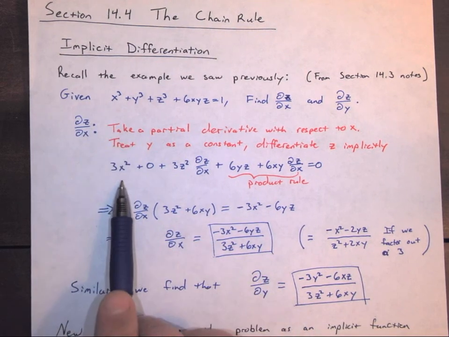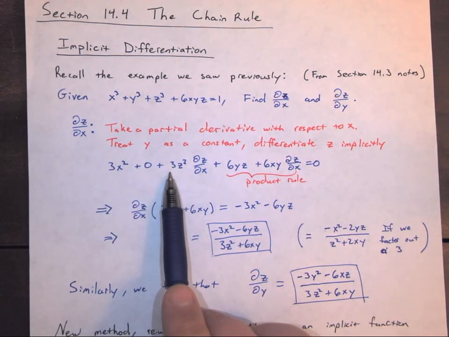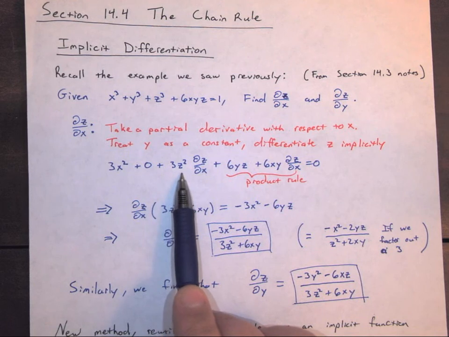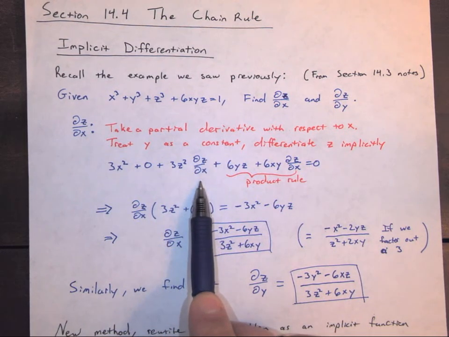For instance, if we just go through here, we take a derivative with respect to x, we get x cubed becomes 3x squared, y cubed is 0. We get to z cubed, I take a derivative of z cubed, which is 3z squared, and I multiply by the partial derivative of z with respect to x, as we do in implicit differentiation.